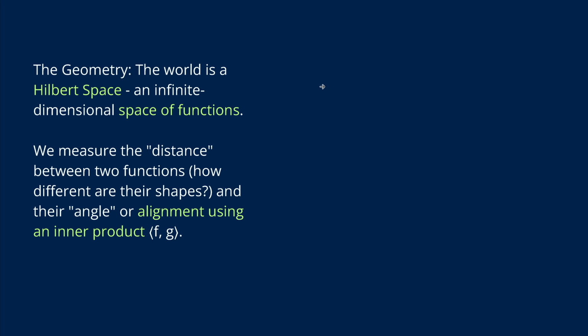And I don't know if you remember, it's a long time ago, an infinite dimensional space of functions, not of vectors anymore. We increase the complexity of how we build our mathematical spaces. We measure the distance between two functions, so how different are their shapes, and their angle, or if you want their similarity, their alignment, using what we already know, an inner product. But now it's an inner product of functions.